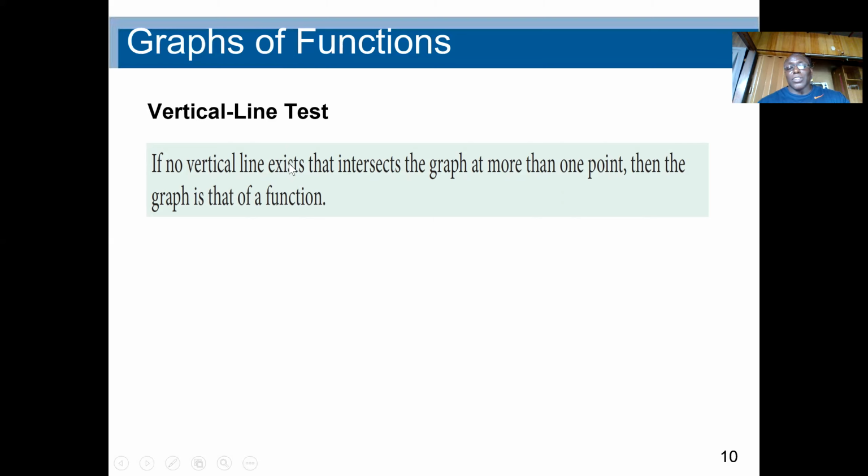So we say if no vertical line exists that intersects the graph at more than one point, then the graph is that of a function. So again, here we're trying to say that when we have a vertical line that does not intersect more than once, then we have a function. If it intersects more than once, then we don't have a function.